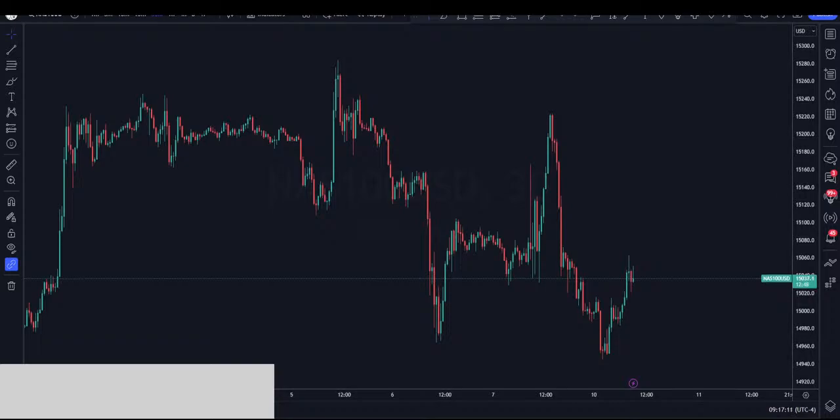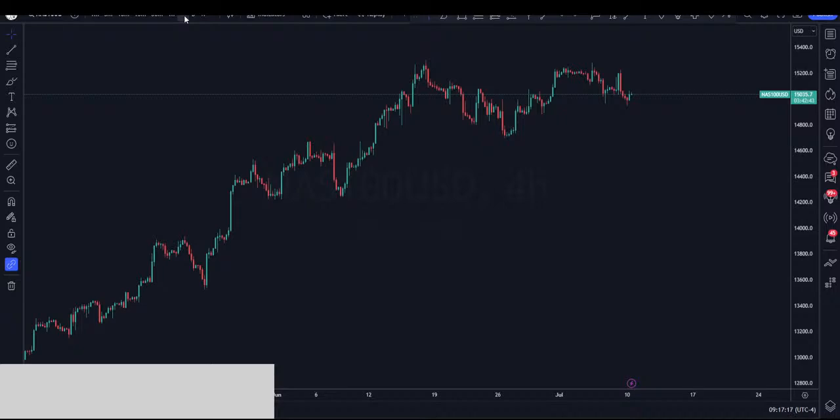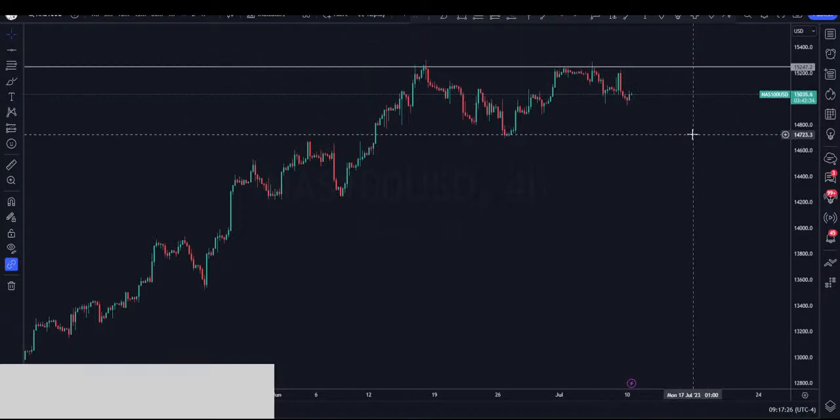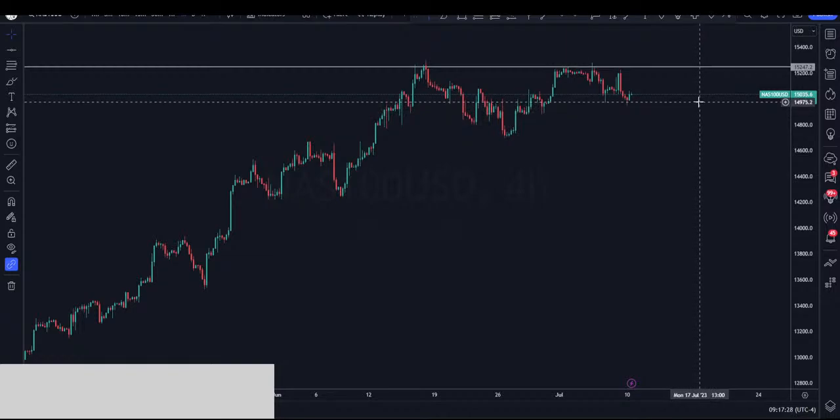All right, guys. So I'm going to start some analysis now. We're currently looking at the NAS100. Right now I'm just looking for structure and points of interest, really.